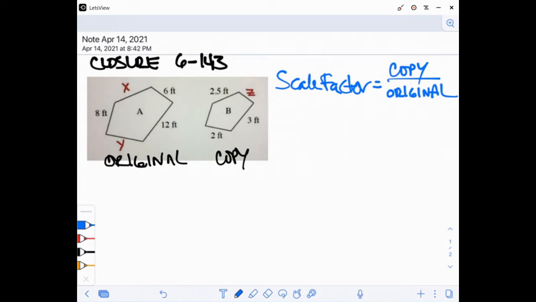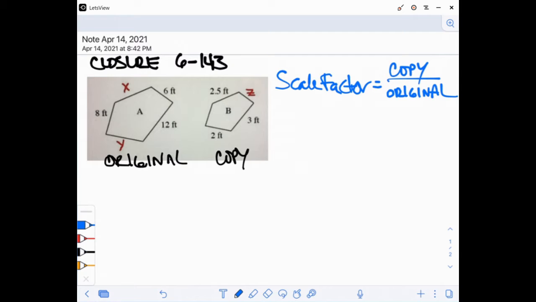All right, we've got a problem that we're going to go over. It's actually a scale factor problem. If you're looking for it in the ebook or the textbook, it's a closure problem from chapter 6, problem 143. So we're finding the scale factor between the original and the copy. And they've told us shape A is the original, shape B is the copy.